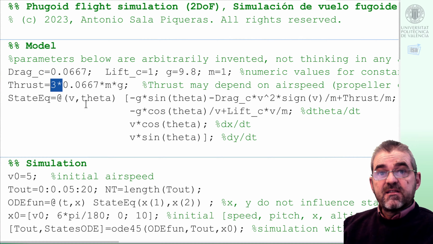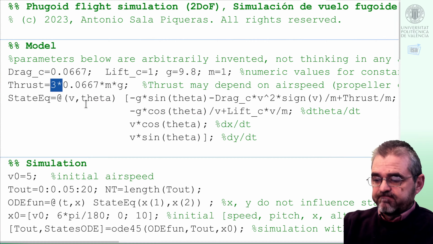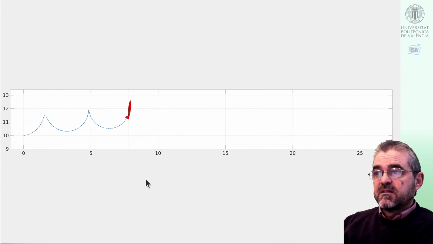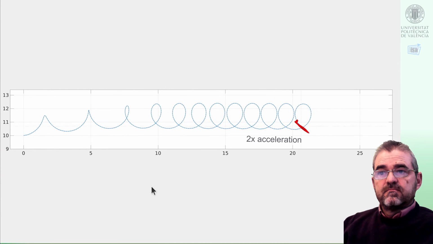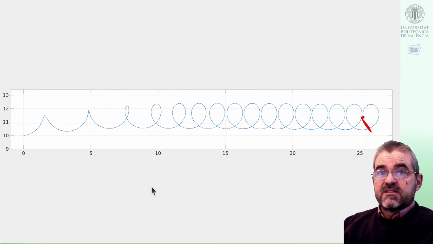However, if we exceed a given amount of thrust, then phugoid dynamics becomes unstable. So this is usually undesirable, and maybe in real life the airplane would crash. In here we can see oscillation of increasing amplitude and then later on just these loopings. But of course unstable behaviors, at least at first glance, are not so desirable in gliders or passenger airplanes.